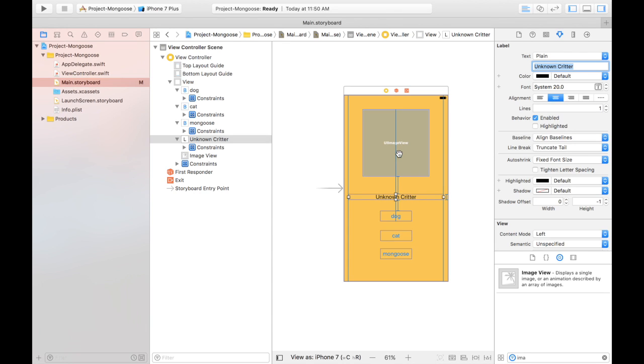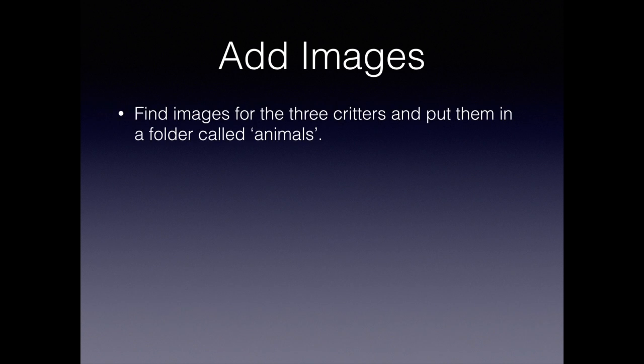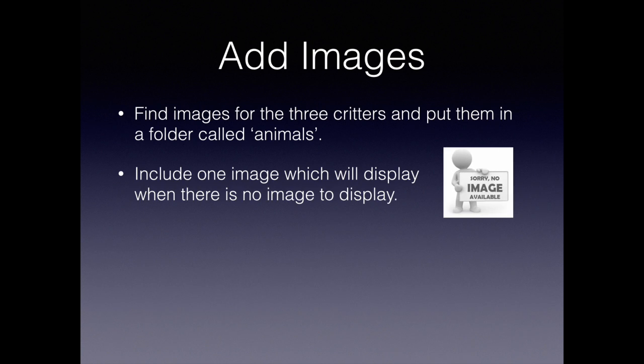And later on, when we press dog or cat or mongoose, we want a picture of one of those animals up there. And we'll talk about that next. We're going to add some images to our project. In order to do that, we first have to find images of 3 critters and put them into a folder called animals. I've already done that, so we have a folder ready to go. We also need to include one image which will display when there is no image on display, and I found an image for that as well.